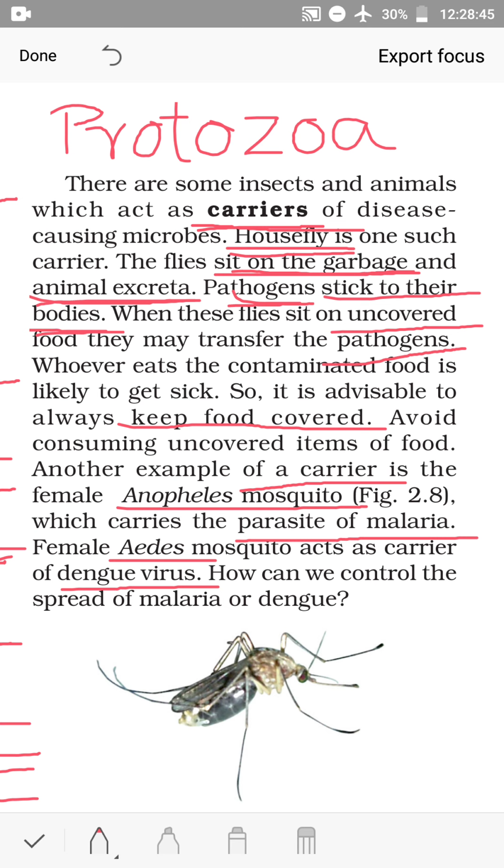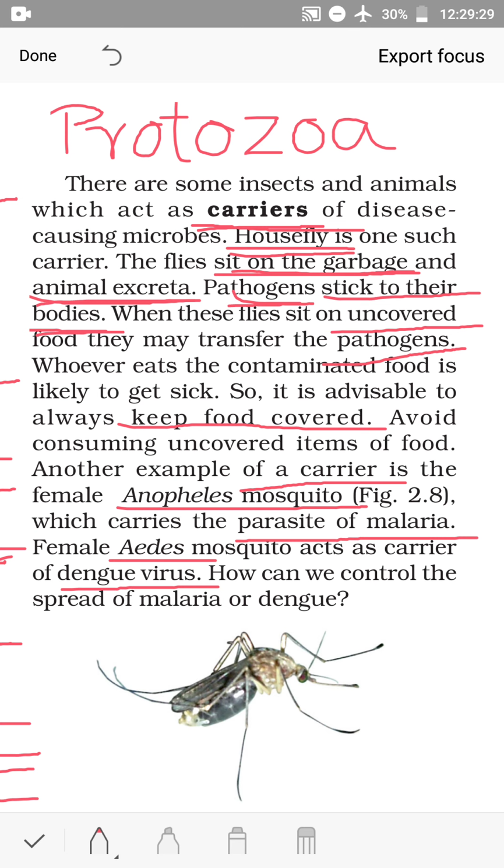When these flies sit on uncovered food, they may transfer the pathogens into food. So they contaminate our food and drink. When the food is uncovered or exposed, the flies sit on it, and whoever eats the contaminated food is likely to get sick. So it is advisable to always keep the food covered. Avoid consuming uncovered items of food.